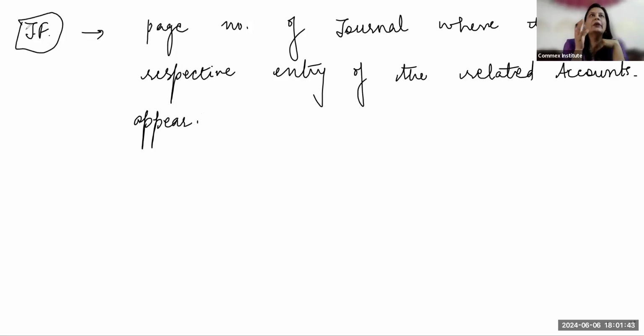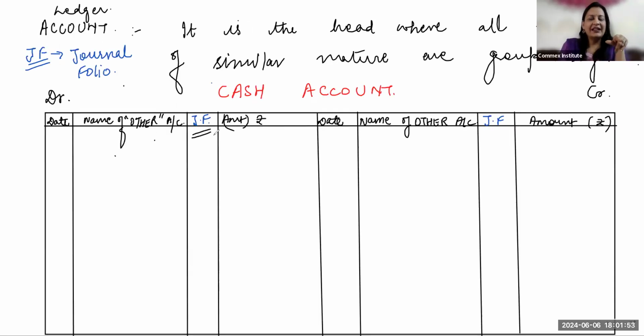So, when we prepare the journal, we put the ledger folio. And when we prepare the ledger, we put the journal folio. When we prepare the ledger, we are putting the journal folio, right? When we prepare the journal, one column is for the ledger folio. So while preparing the journal, we refer to the page of the ledger, and while preparing the ledger, we refer to the page of the journal, so that we can cross-check the entry if there is any discrepancy. Now this is the cash account.